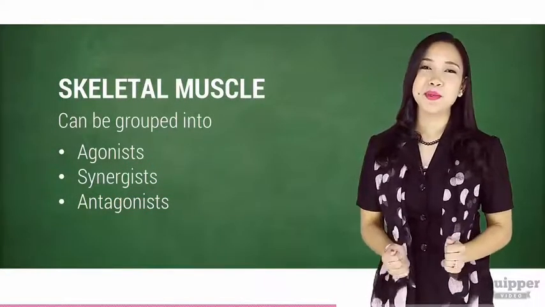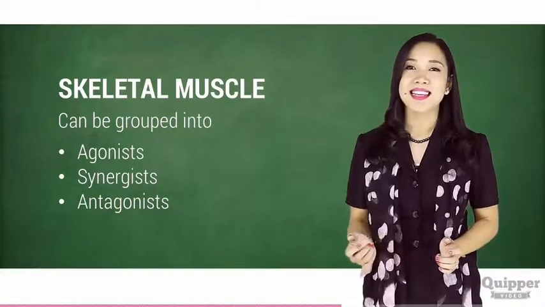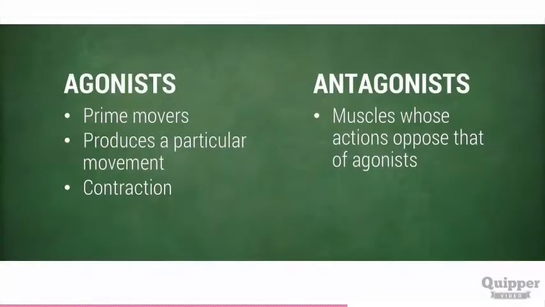Skeletal muscles can be grouped according to their primary actions. They can be agonists, synergists, and antagonists. Agonists or prime movers are muscles chiefly responsible for producing a particular movement through contraction. The antagonists, on the other hand, are muscles whose action opposes that of an agonist.